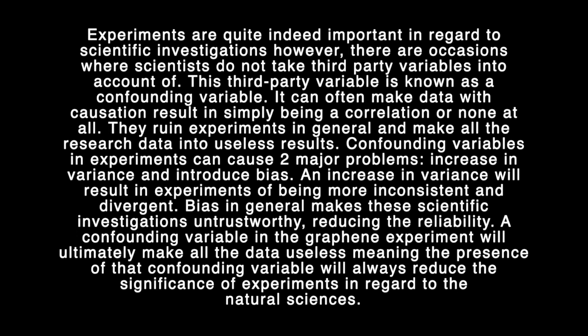Confounding variables in experiments can cause two major problems: increase in variance and introduce bias. An increase in variance will result in the experiment data being more inconsistent and divergent. Bias in general makes data untrustworthy, reducing the reliability.